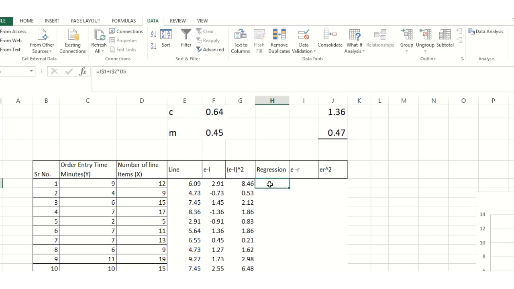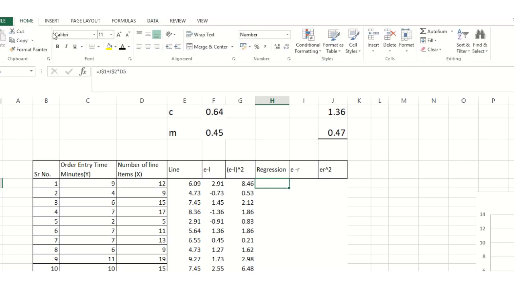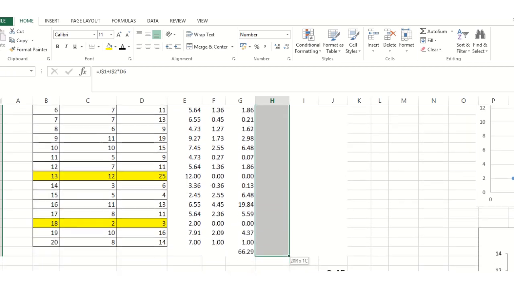With that we will construct a line, with the same formula, y is equal to mx plus c. So here m is 0.47 in our case, and x is 12. So 12 into 0.47 plus c, which is 1.36. So we got 7. Similar to that, we have to calculate all the lines.